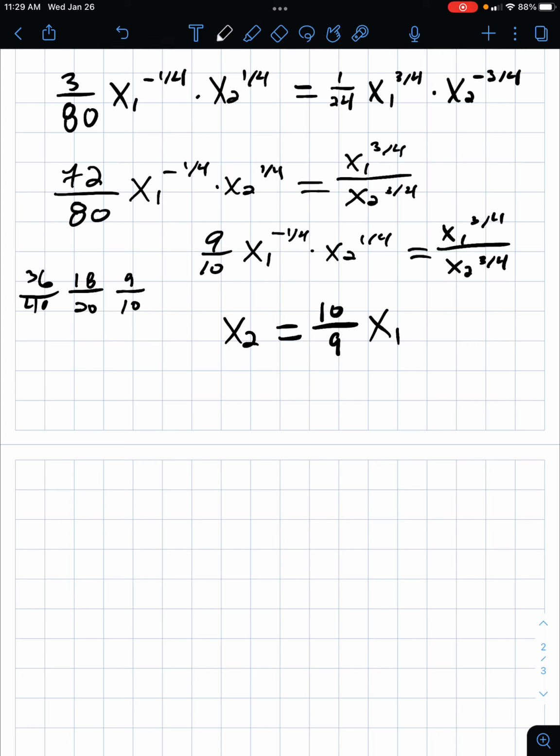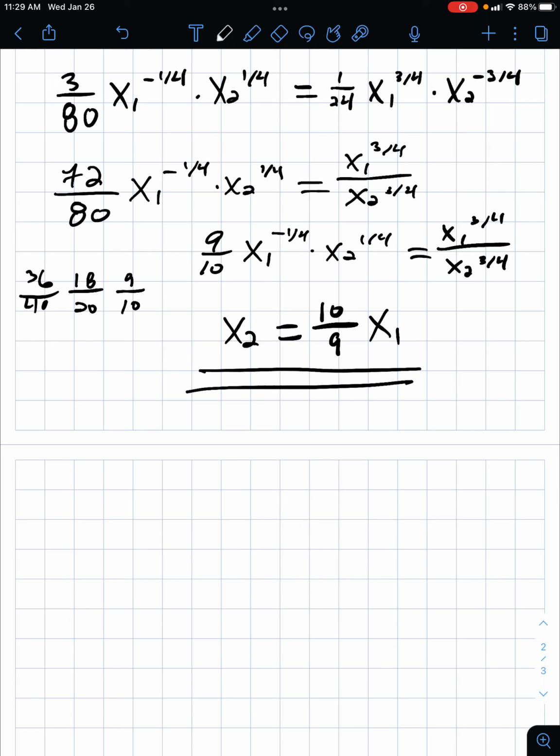Well, we need to separate our variables, so we multiply both sides by x2^(3/4). This cancels, this becomes x2. Then we need to move this stuff over to the right, so we multiply by the reciprocal, 10/9, to cancel that. So 10/9 over here times x1^(1/4). This goes over here, this becomes x1. So this is our demand for x2. Now, what do we do with this demand that we get for x2? Well, we plug it into our budget constraint.